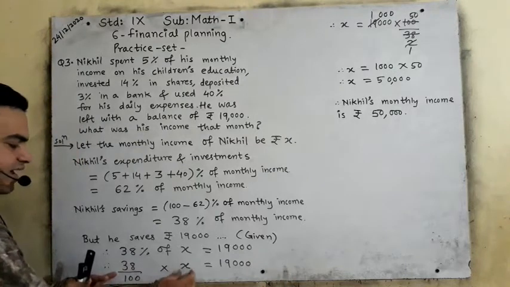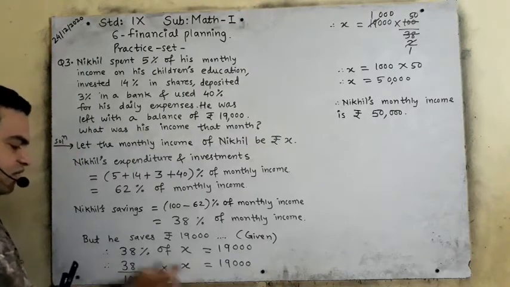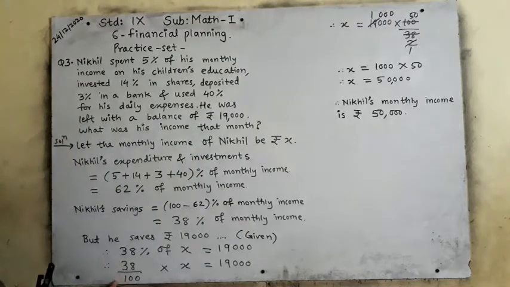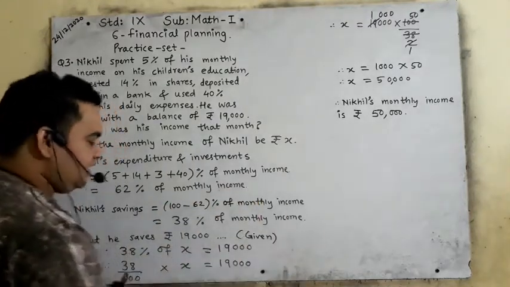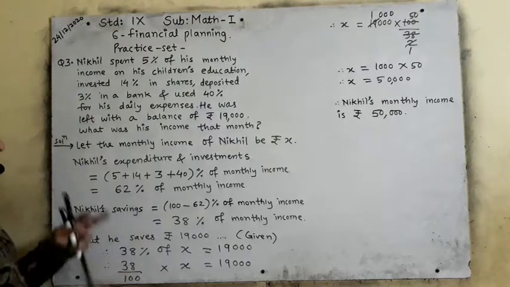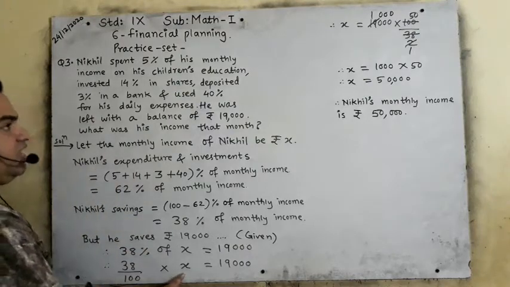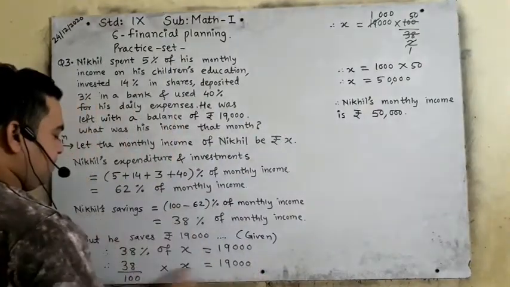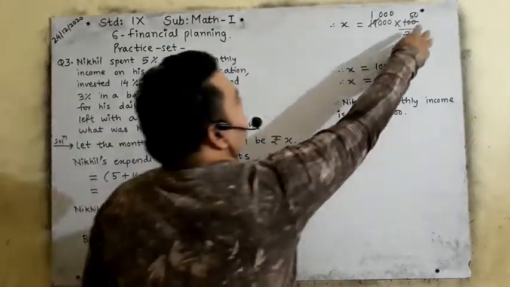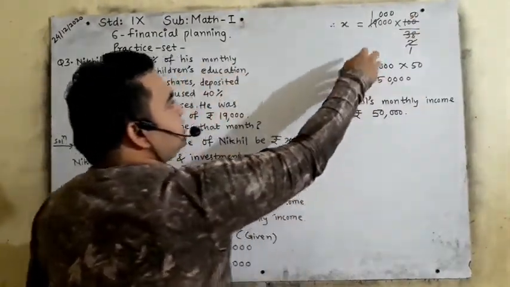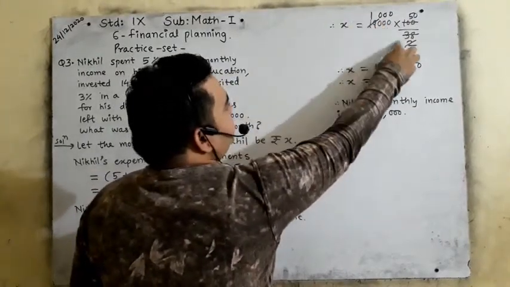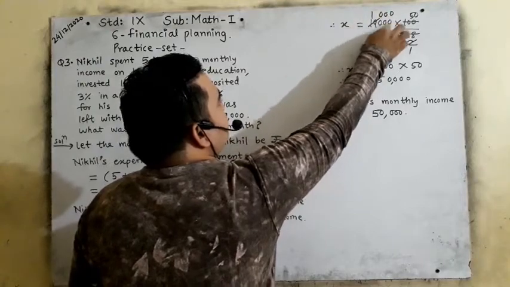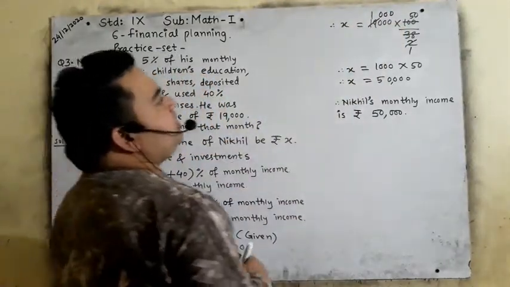Now this X के साथ variable के साथ जो होता है that will go to the another side. That is 38 upon 100 will go to the right hand side, but it will reciprocal. So see, therefore x is equals to 19,000 multiplied by 100 upon 38. So my dear students, I know 19 ones are 19, 19 twos are 38. So 19 ones are 19, 0 are 0, 0 are 0, 0 are 0.